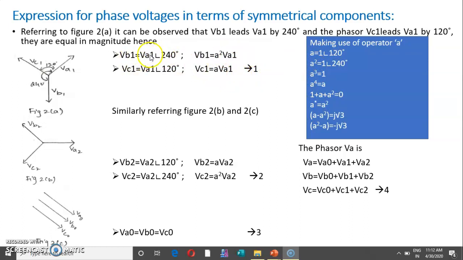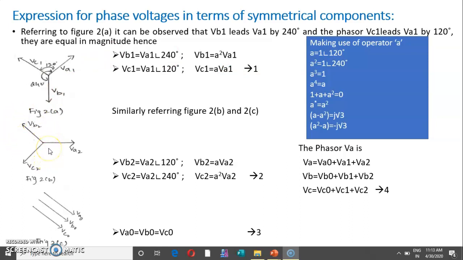VB1 is equal to VA1 with an angle 240. Instead of writing 240 degree, we have written A square. Here VC1 is equal to VA1 with an angle 120. Instead of writing 120, we can write it as A. So this is rewriting the equation with the help of operator A. Now, these equations we obtained with the help of figure 2a, that is referring to the positive components. Similarly, I will refer to the negative components.